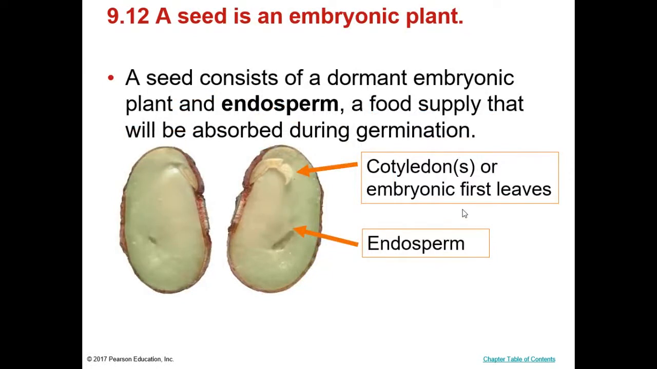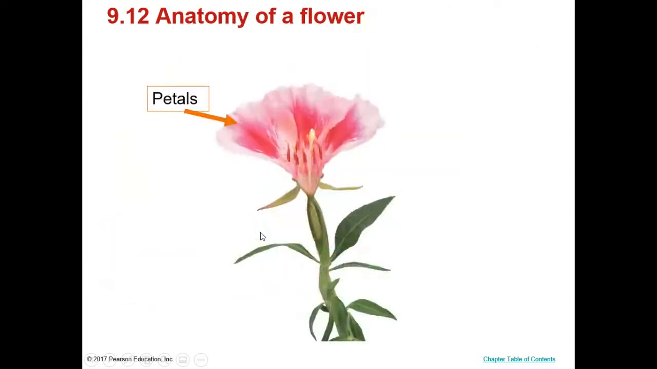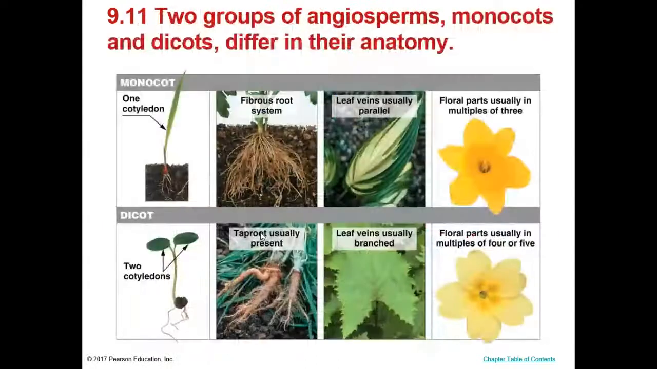Ready? So seeds consist of dormant embryonic plants and endosperms, which is a food supply to the dormant plant. As long as you give it the water that it needs, it's going to go ahead and germinate. And there's two different groups in terms of angiosperms. We have monocots and we have dicots.